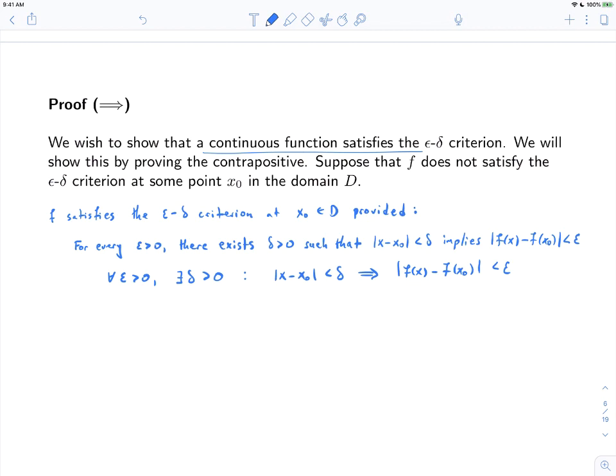So what I'm going to do is assume the negation of this statement. So what is the negation of this statement? The negation of, for all epsilon greater than 0, there exists a delta greater than 0, such that |x minus x naught| less than delta implies |f at x minus f at x naught| is less than epsilon. So this is the negation. The statement above it is the original statement.